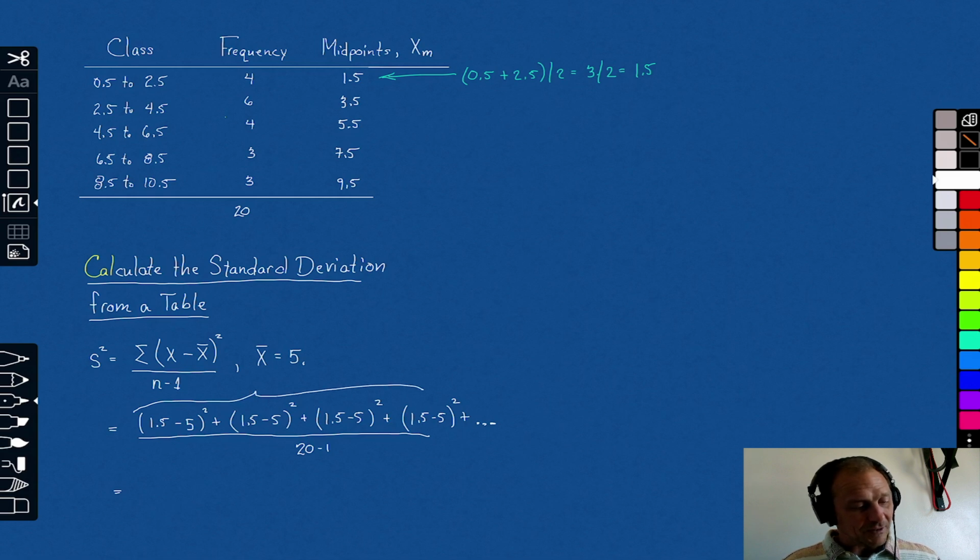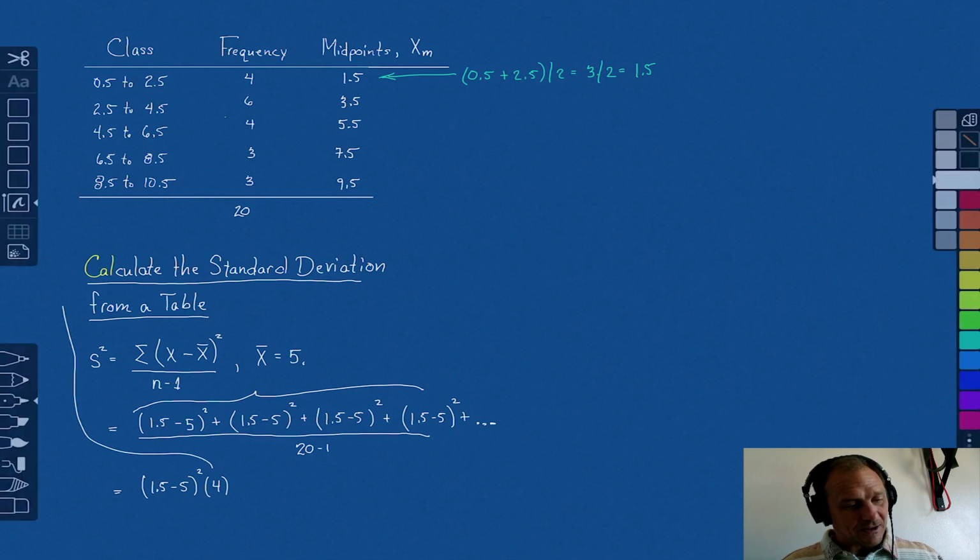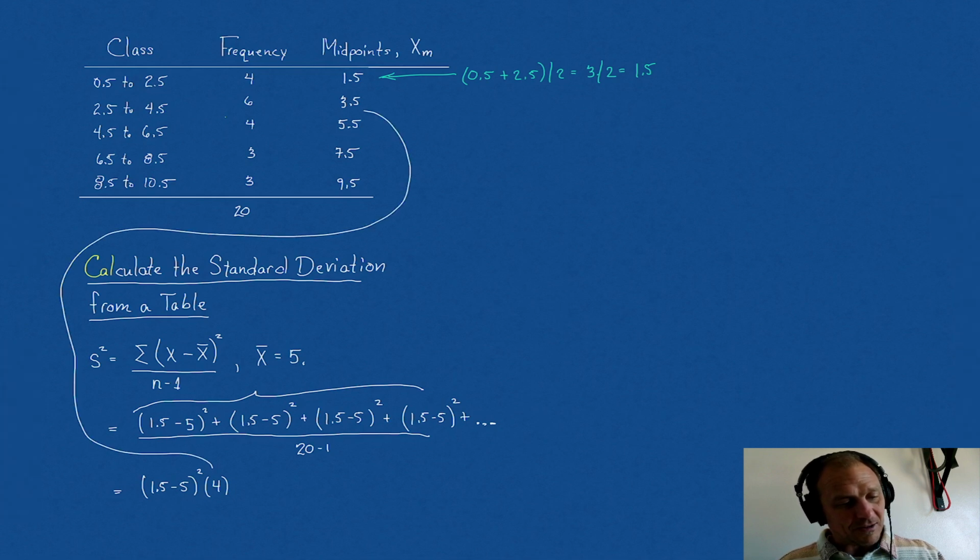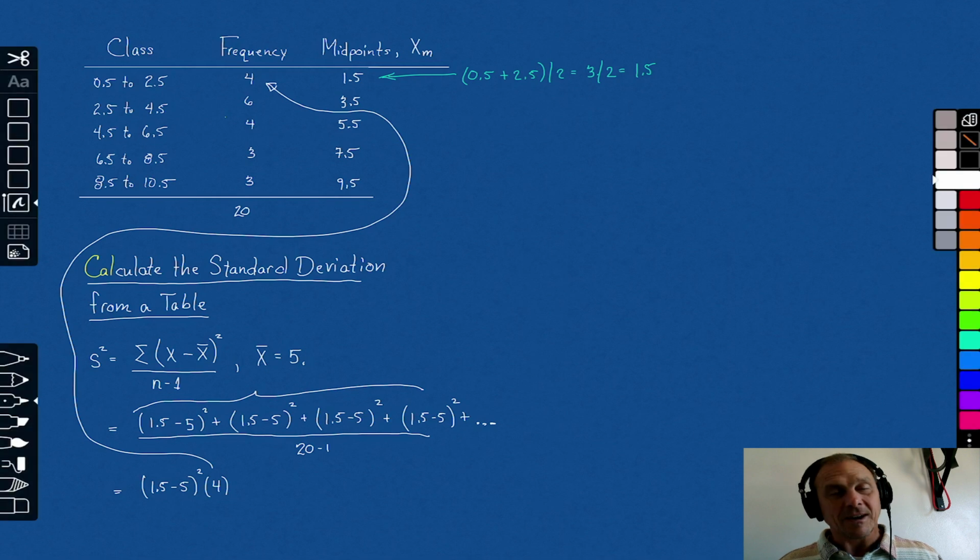But instead, notice that this is just being multiplied 4 times. So let's write this as 1.5 minus 5 squared times 4, the frequency. That's what this 4 is. This 4 here is this 4 here.